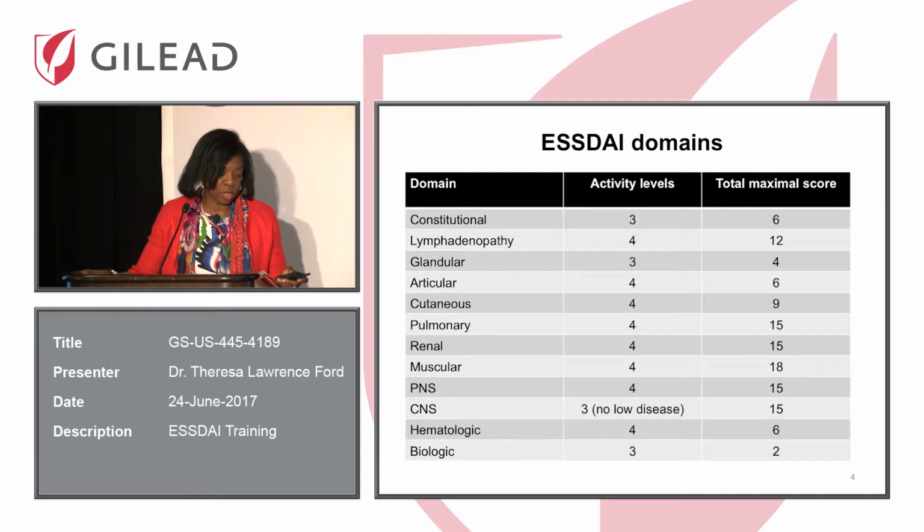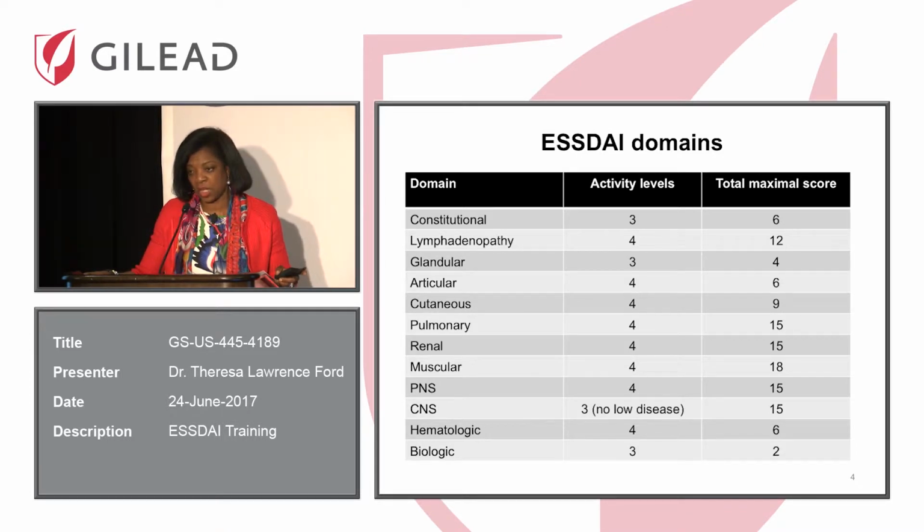So when we look at each of the domains, and they're listed here: constitutional, lymphadenopathy, glandular, articular, cutaneous, pulmonary, renal, muscular, PNS, peripheral nervous system, CNS, central, hematologic, and biologic. The activity levels, the numbers of activities that we'll be evaluating, and then the total maximum score.